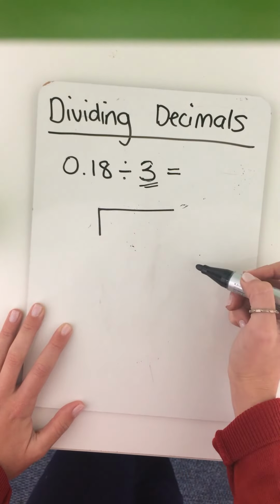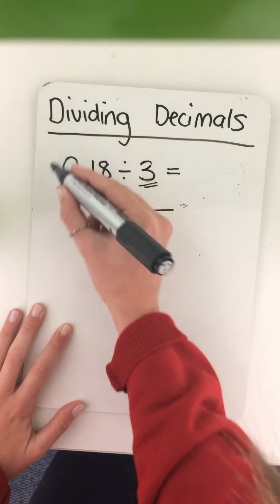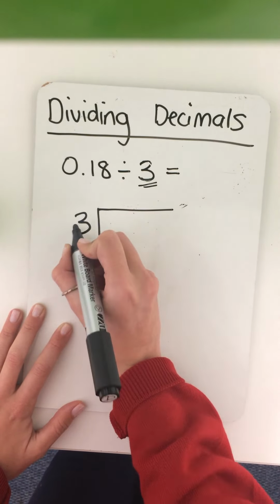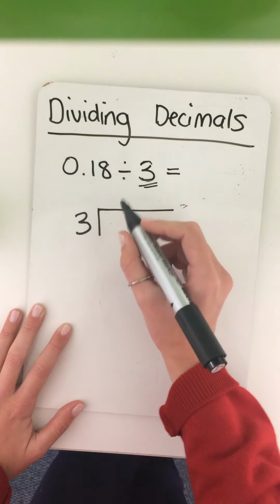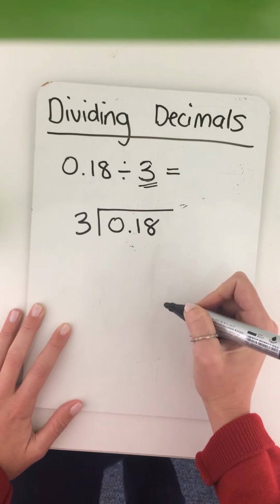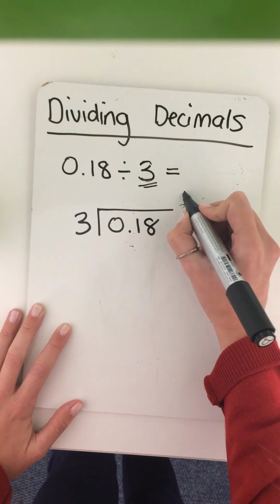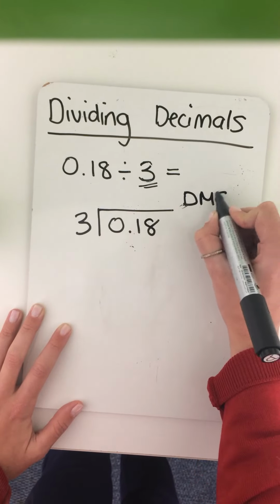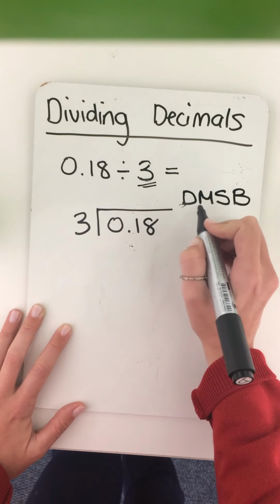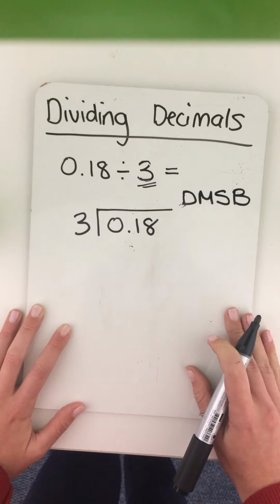3 is what we call the divisor because we are dividing the decimal by 3. So my divisor is always a whole number and it goes on this side. I then put my 0.18 inside the house. With long division, we use divide, multiply, and subtract. Drop it on down and bring it on back. Or daddy, mommy, sister, brother to help you remember.